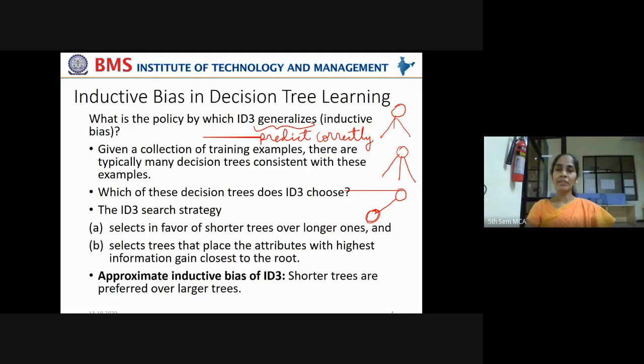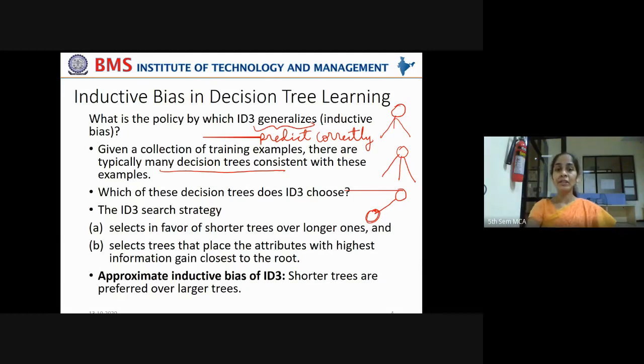So each combination, there are a total of 4 attributes, meaning you will get 2 power 4 combinations, correct? Now that many decision trees can be built for the given training set. Given a collection of training examples, there are typically many decision trees. That is what I'm trying to tell. Many decision trees are consistent with these examples, right? They can cover all the training examples. Different kinds of decision trees can be built in order to cover all the training examples.